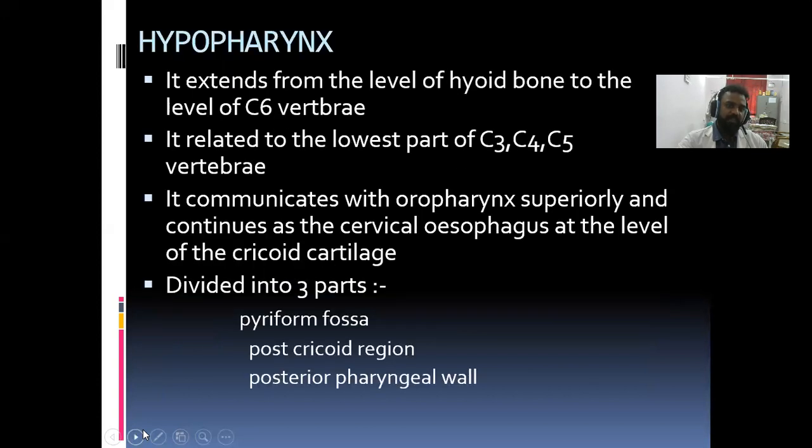So next will be the hypopharynx. The hypopharynx extends from the level of the hyoid bone to the C6 vertebra. It is related to the lowest part of the C3, C4, C5 vertebrae. It communicates with the oropharynx superiorly and continues to the cervical esophagus at the level of the cricoid cartilage. It is divided into three parts: piriform fossa, postcricoid region, as well as posterior pharyngeal wall.